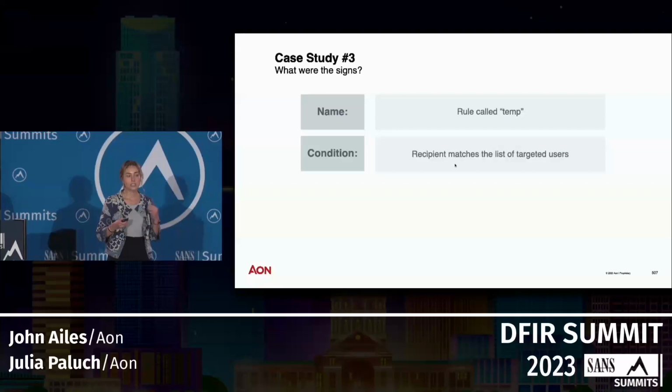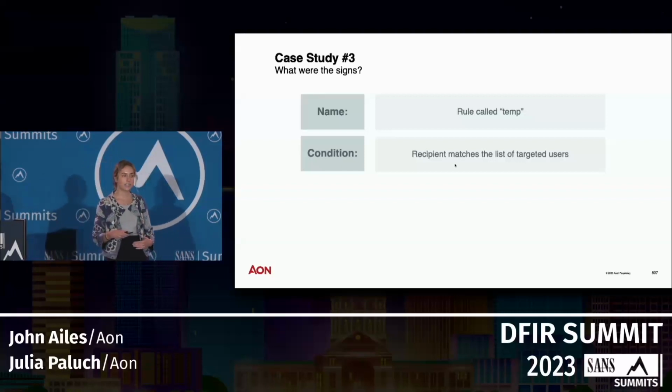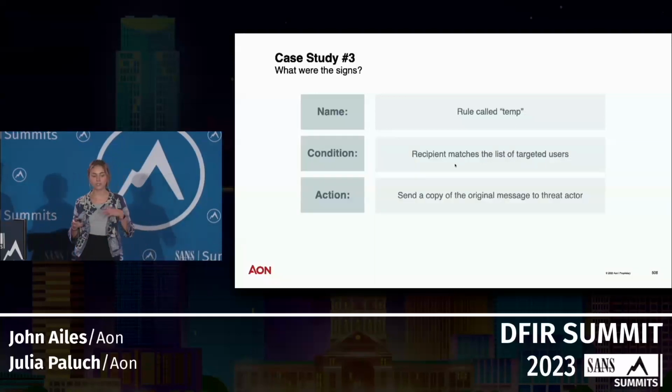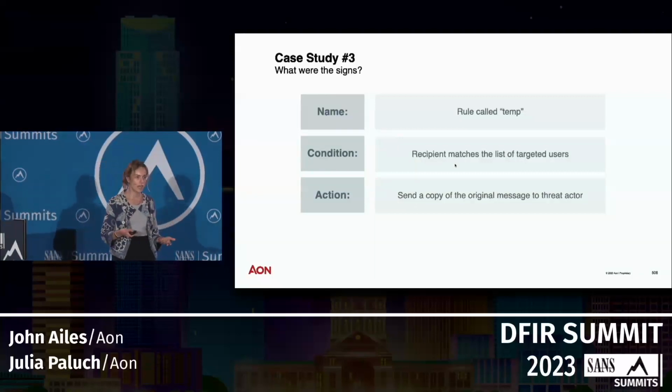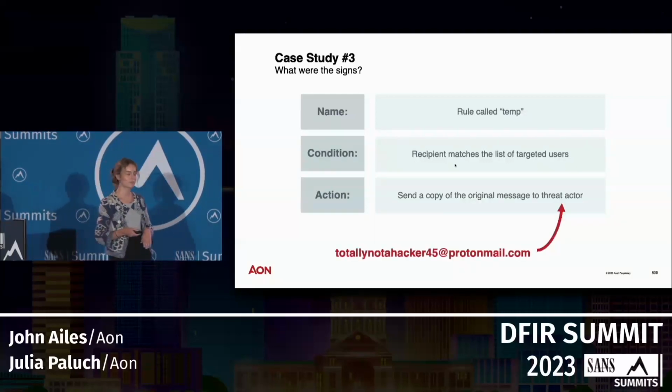However, the condition of the rule was that the recipient matched a list of targeted users. And in this case, the list contained all the email addresses of the executive team at the company. Finally, once this condition is met, a copy of this original message is sent to the threat actor. And of course, like all threat actors, this threat actor had a totally safe sounding, inconspicuous email address. That's not the actual email address, I promise, but you get the gist.